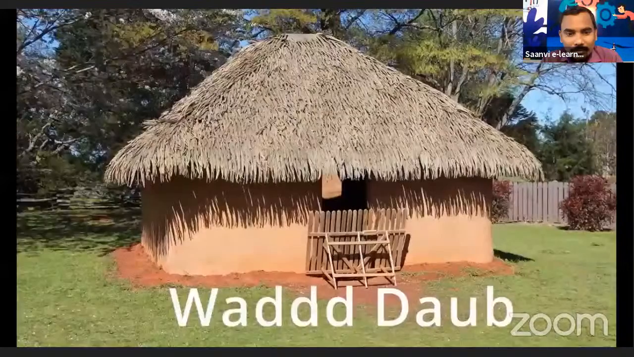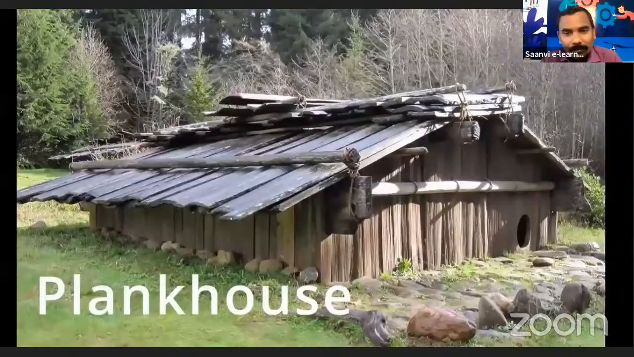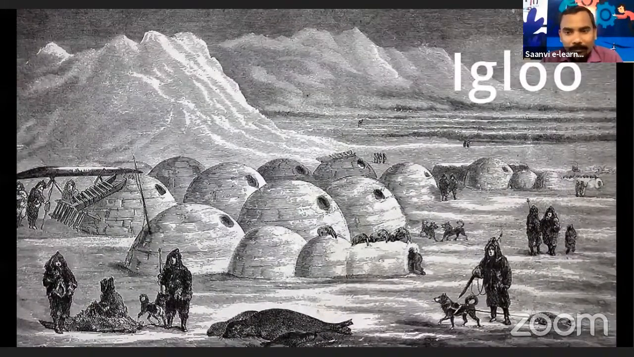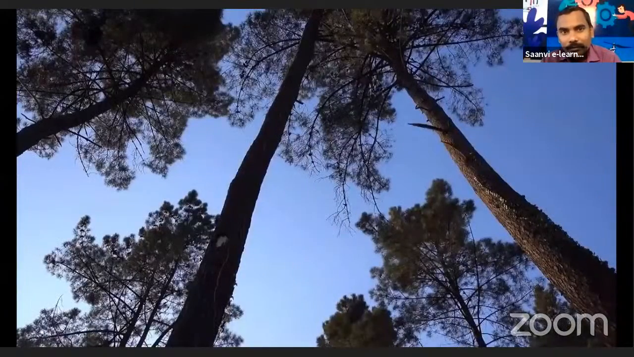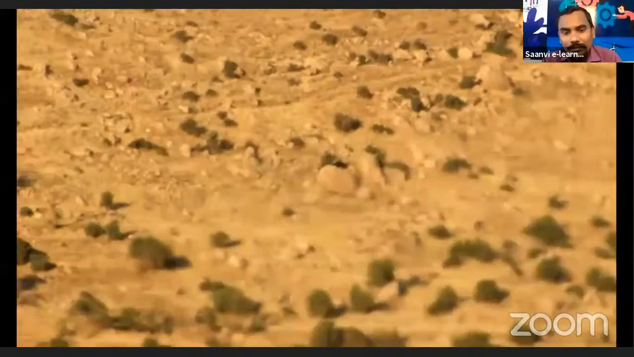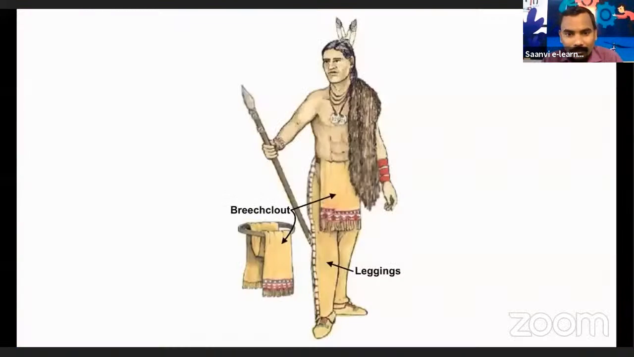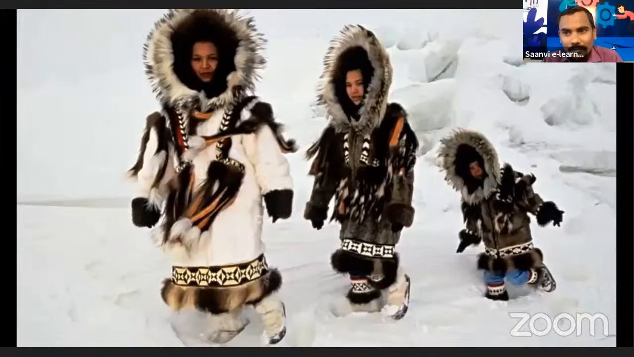Some other types of Native American homes were wattle and daub, plank house, igloo, and chickee. The materials used to build homes depend on where the tribes lived and what was available to use. The clothing that the Native Americans wore was also different from tribe to tribe. If an area where Native Americans lived was warm like Arizona, then less clothing was worn because of the heat. In contrast, if it was a cold area like Alaska, clothing was layered for warmth.